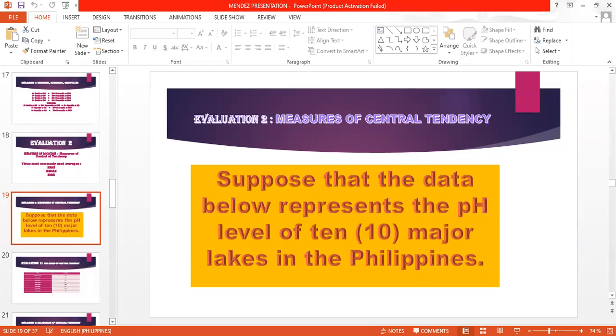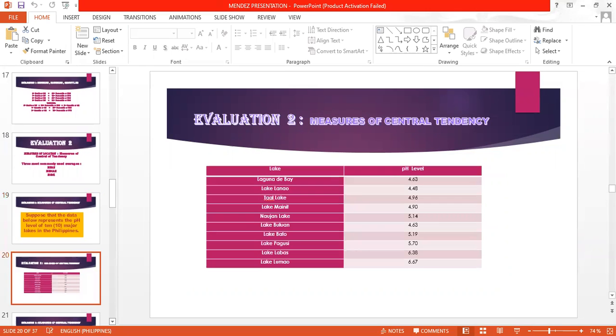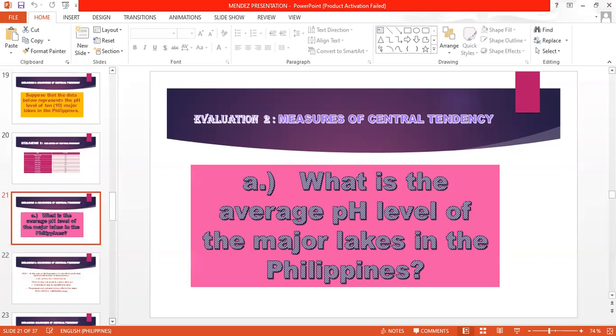I will read our second evaluation. Suppose that the data below represents the pH level of 10 major lakes in the Philippines. As we see in the table, Laguna de Bay has a 4.63 pH level, Lake Lanao has a 4.48 pH level, and Taal Lake has a 4.96 pH level, and so on and so forth. Now, let's turn the page to the first question of Evaluation 2. The first question is, what is the average pH level of the major lakes in the Philippines?